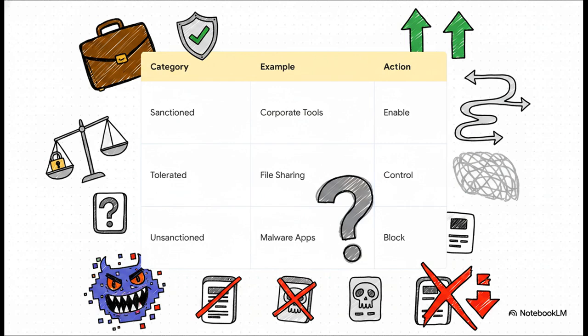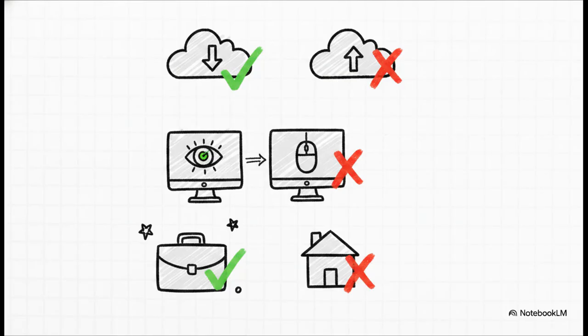But that middle row, tolerated apps, that's the messy gray area network admins wrestle with every single day. And for those tolerated apps, we need granular controls. For instance, we might let Joe download a vendor document from Dropbox, but we are absolutely going to block him from uploading sensitive company data there.